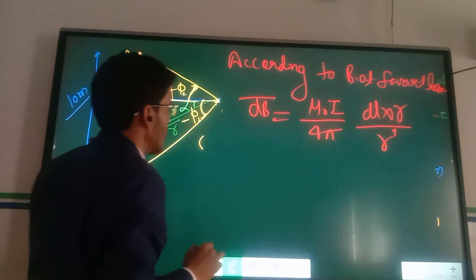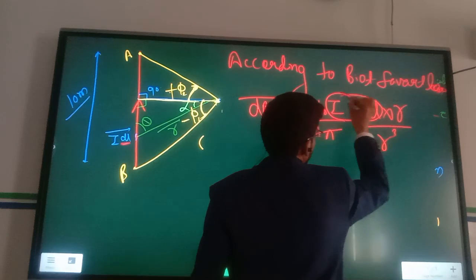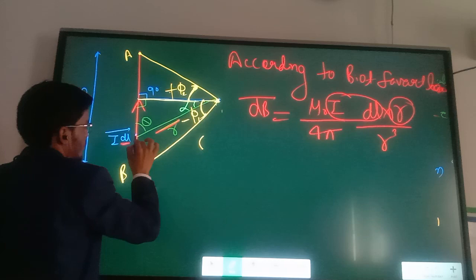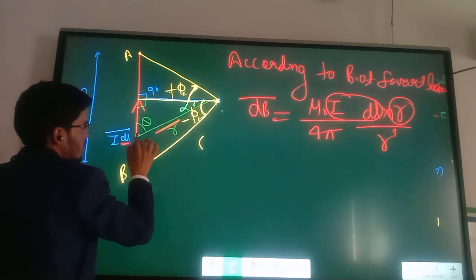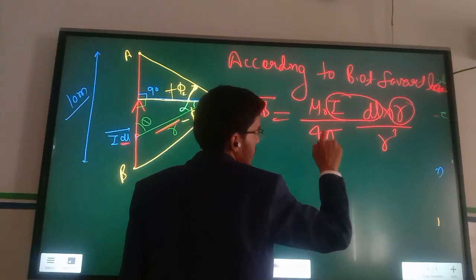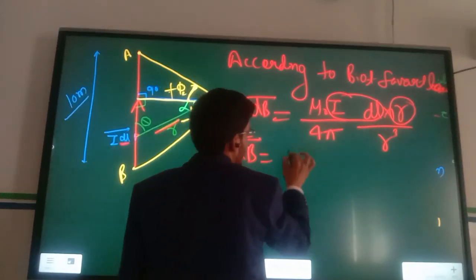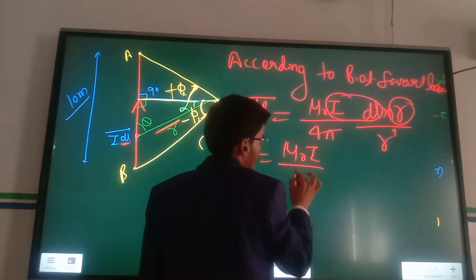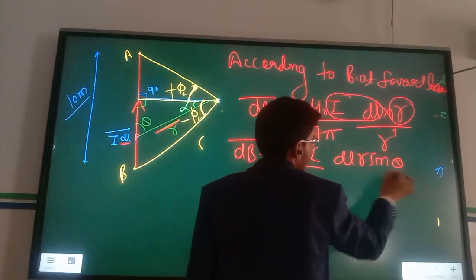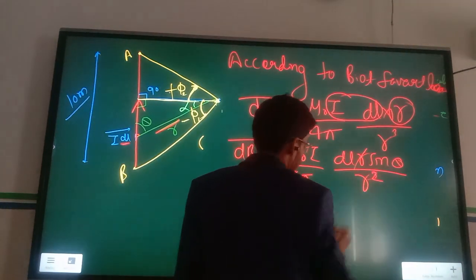Okay, now here actually this is dl vector and this is r vector. These are different vectors, and the angle subtended between both vectors is theta. So dl cross r vector means dl into r into sin theta. So the dB value is mu naught I upon 4 pi, dl r sin theta upon r cube. So one r and the r square cancel out.